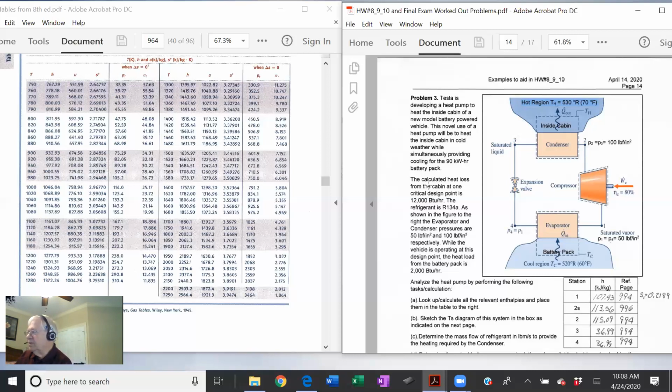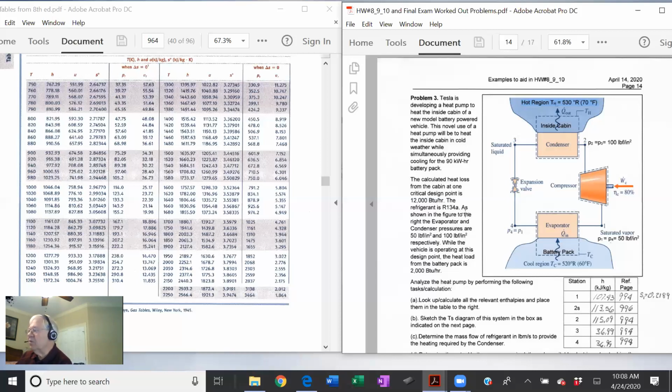As you know, all the energy for this vehicle comes from the battery pack. You hook it up to a charger and charge it up to 90 kilowatt-hours of energy, and you go like 300 miles or so. The calculated heat loss from the cabin at one critical design point is 12,000 BTUs per hour. It's actually a ton of refrigeration. So that's how much heat, say driving 80 miles an hour in cold weather, you need to pump into that cabin to keep the driver and passengers comfortable.